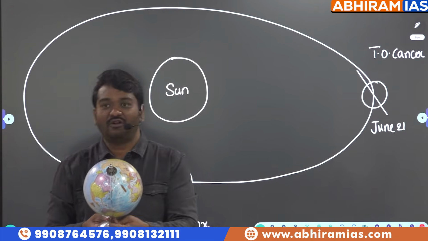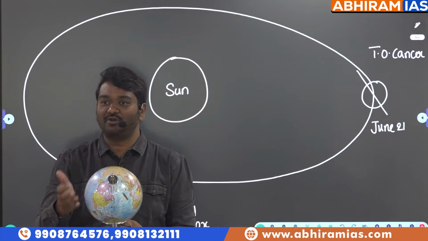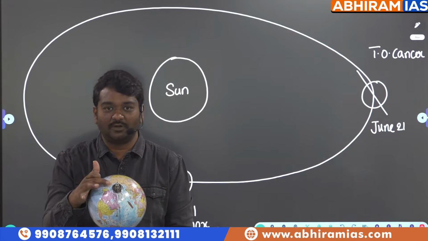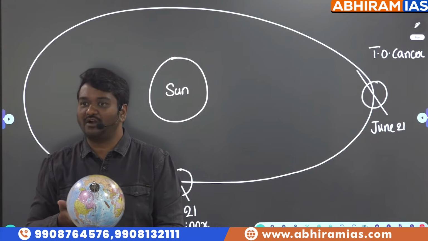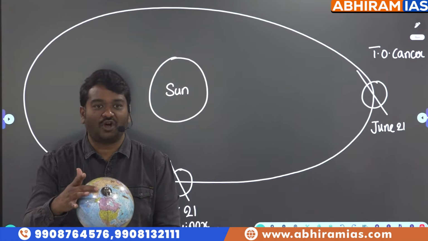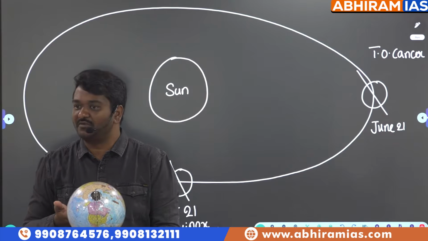Second, can you all see here? This is June 21st. What is visible to you and what is not visible to you? North Pole is visible to you. South Pole is not visible to you. Now you see, 24 hours North Pole is visible to you. 24 hours South Pole is not visible to you.